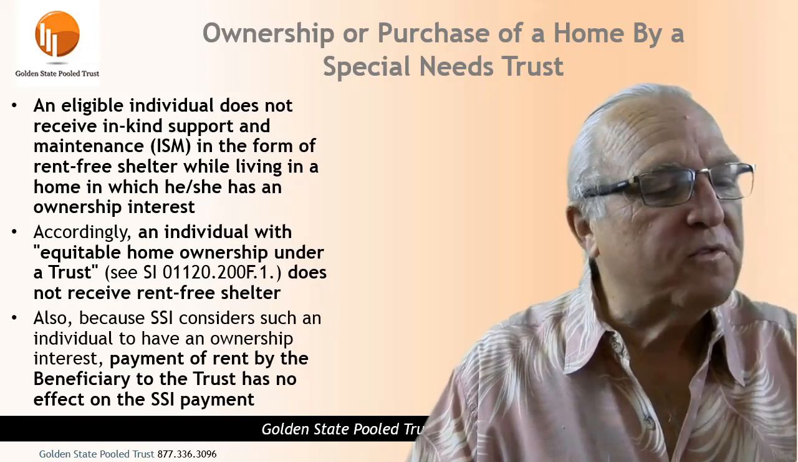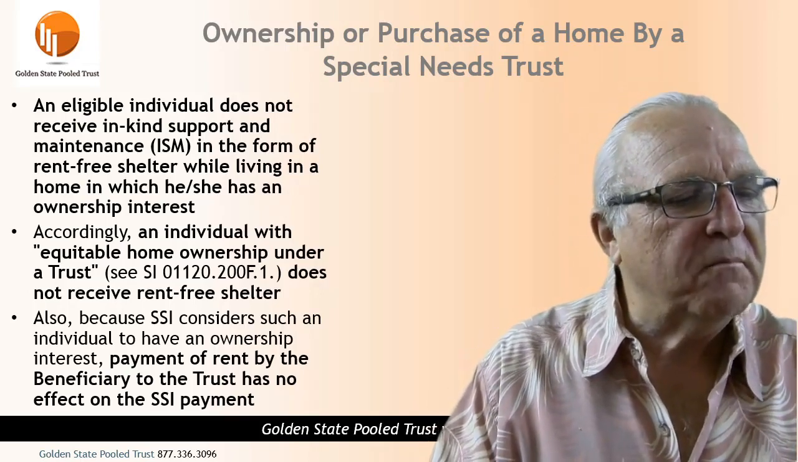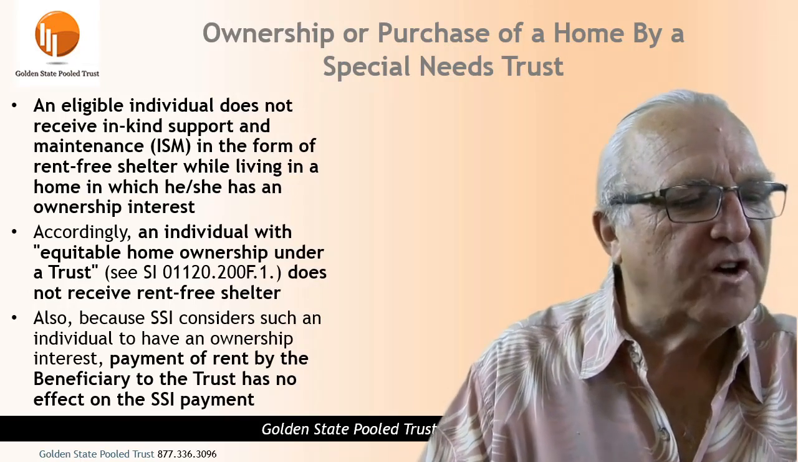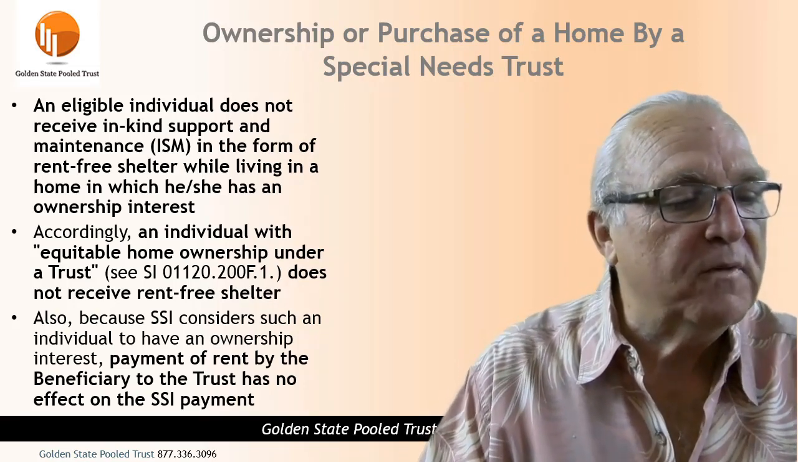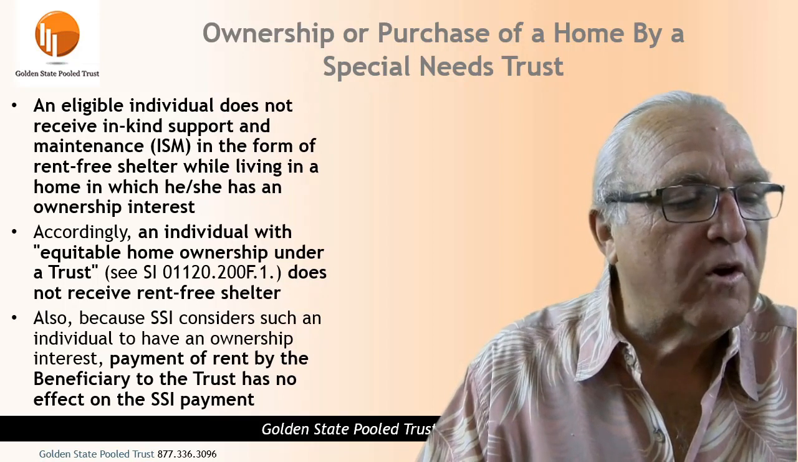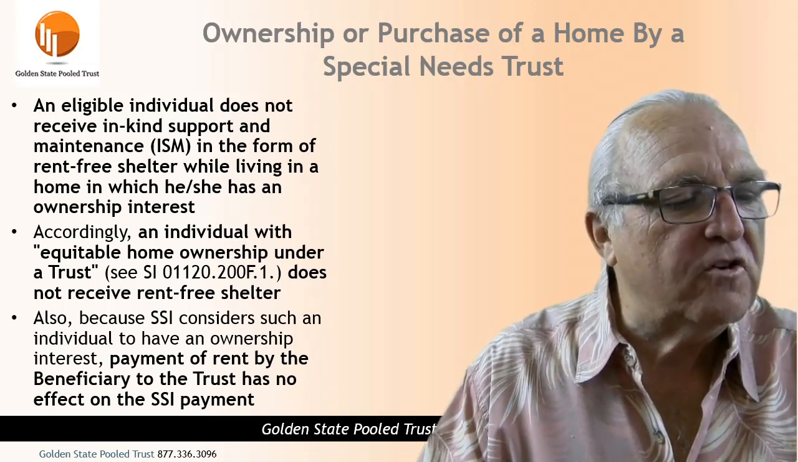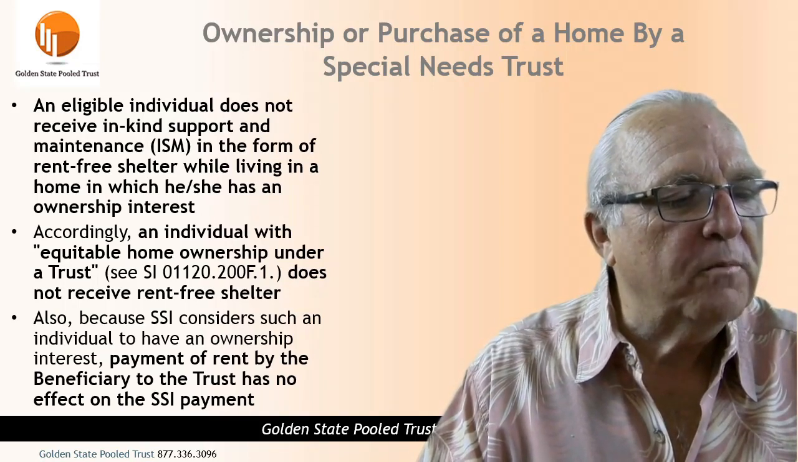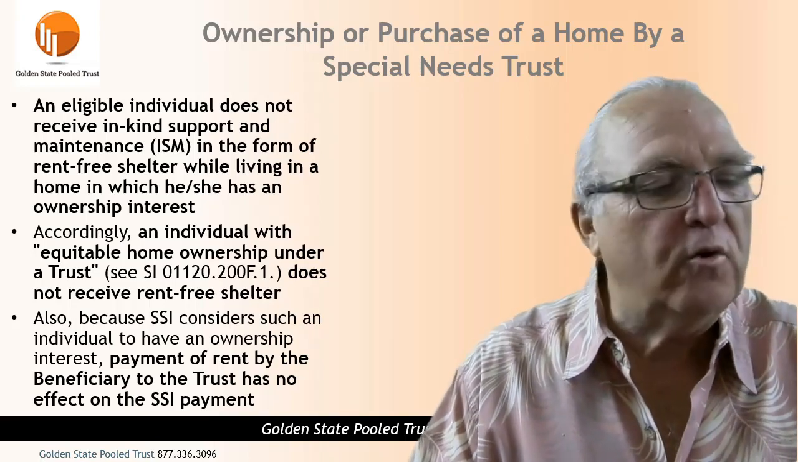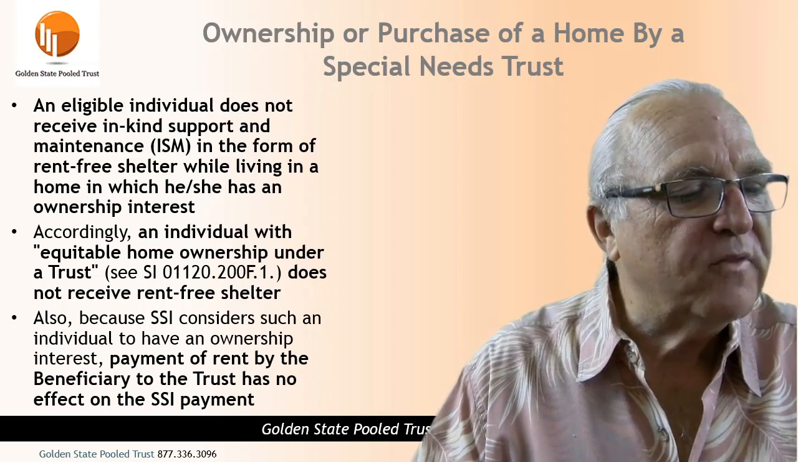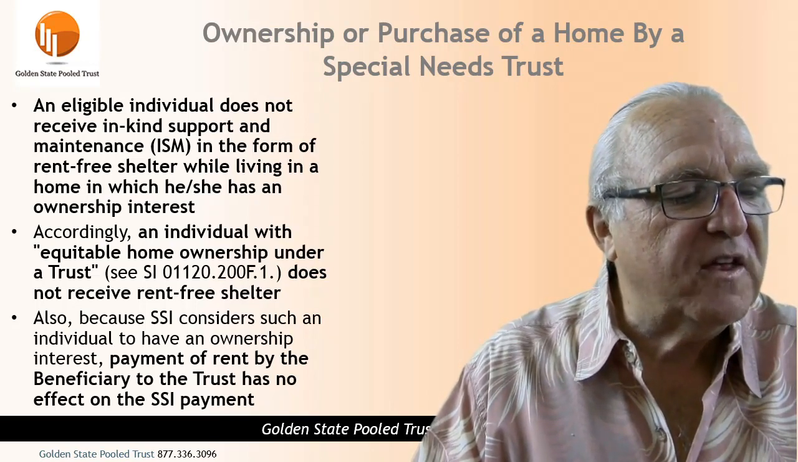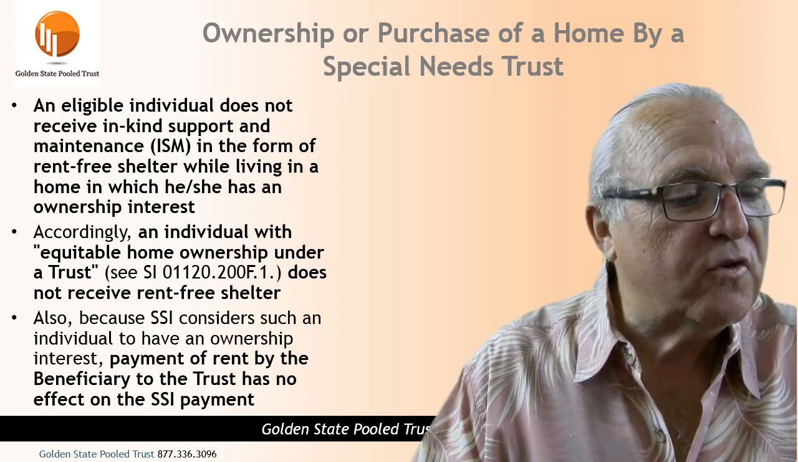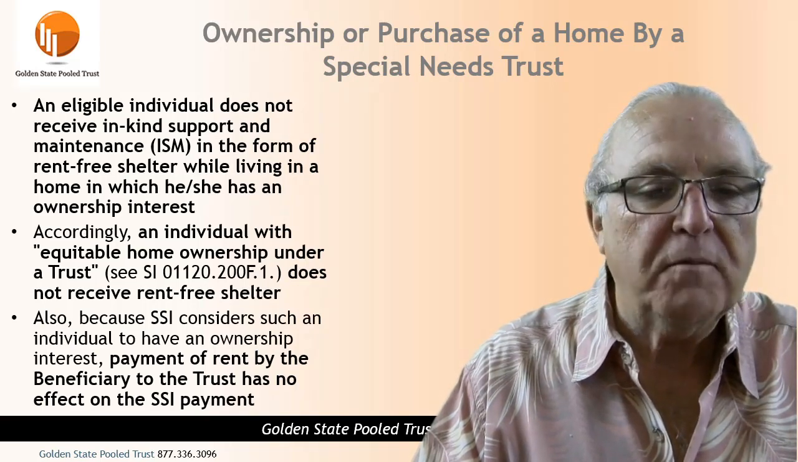So an eligible individual does not get in-kind support and maintenance in the form of rent-free shelter when living in a home in which he or she has an equitable ownership. Accordingly, an individual with an equitable ownership of a home under the trust does not receive rent-free income. So they're going to treat it as if they own it, even though they don't. Because the SSI considers the individual to have an ownership of the interest, payment of rent by the beneficiary to the trust has no effect on the SSI payments.